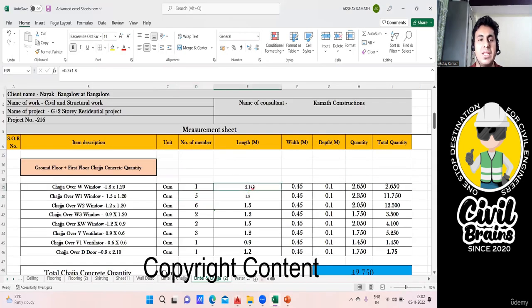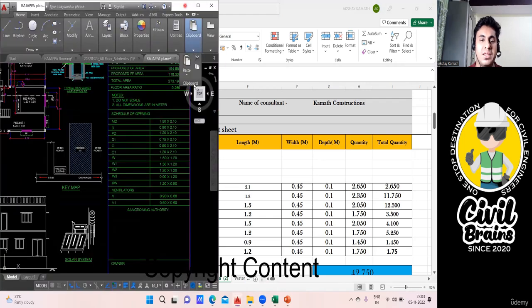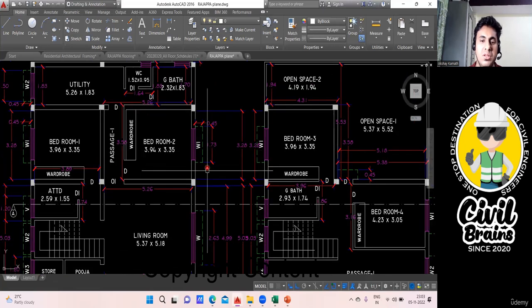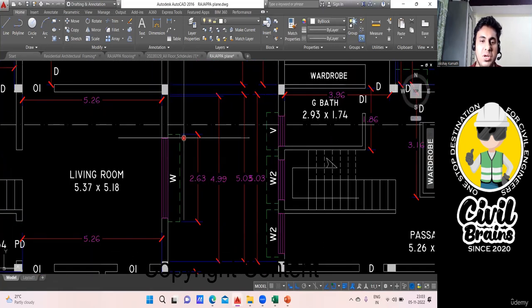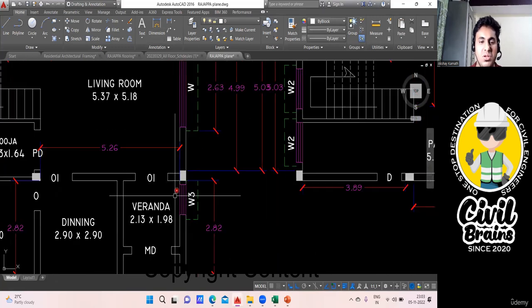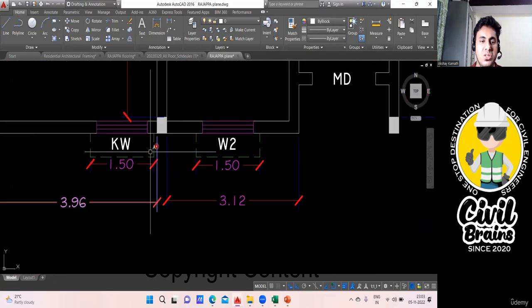So first I've written the length portion. This 1.8 is the length of your window. But for the Chajja, we'll take both sides, a 0.15 and 0.15 offset, and then put a Chajja. If you don't understand, I'll go back to the drawing and measure that dimension. See what will happen practically. If I take one Chajja, let us go with this one. This is your W1 window. I'll measure from here to here. How much am I getting? Not this one, I'll measure this one.